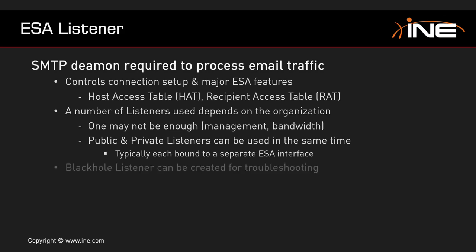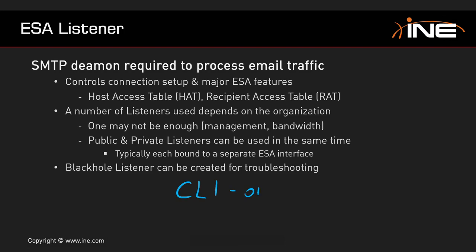There is also a special type of listener called black hole. This is something that you could enable if you plan to measure a rate of incoming messages and test speed of the delivery queue on the ESA. This one is only available for configuration via the CLI. So not something that you would use to handle data communication in a production network.